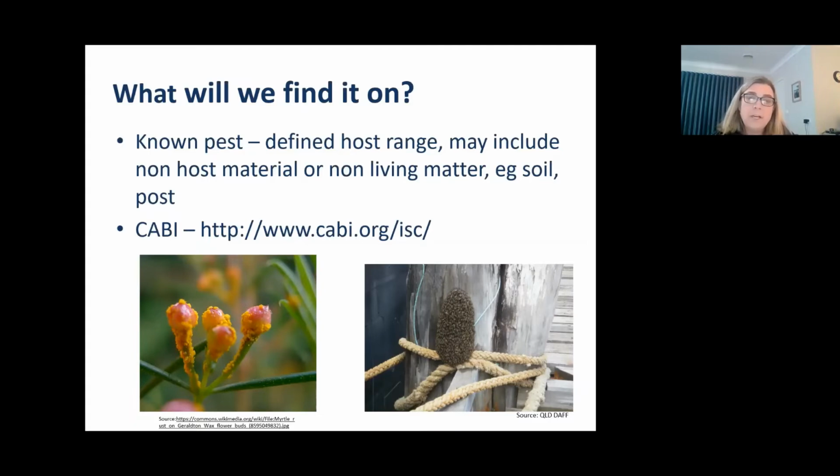So when we're looking for hosts, we would access various different fact sheets, but also a particular site of choice is the CABI site. And indeed, this site gives a lot more information than just the host, which again can be really useful for doing our surveillance.